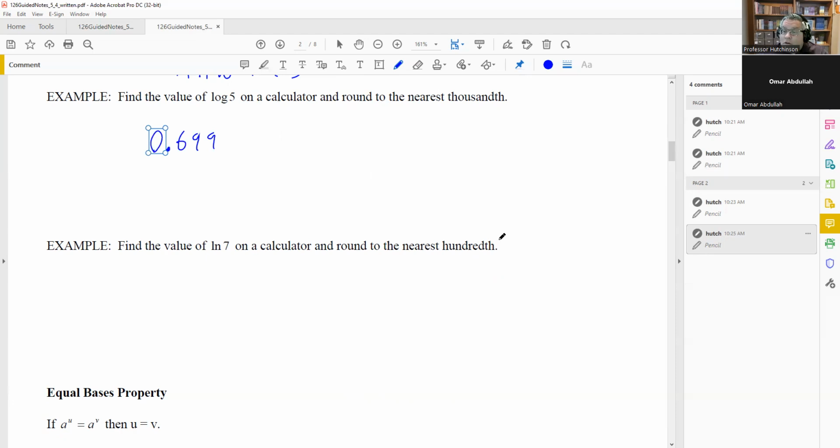Okay. Next, I want to do ln 7. So again, depending on the calculator you have, you might have to put the 7 in there first and then hit the ln button afterwards. This one is nearest hundredth, so 2 decimal places. So thousandth is 3 decimal places, hundredth is 2 decimal places. So with 2 decimal places, you should get 1.95 as the answer on that. Okay, so that's just doing that in the calculator.